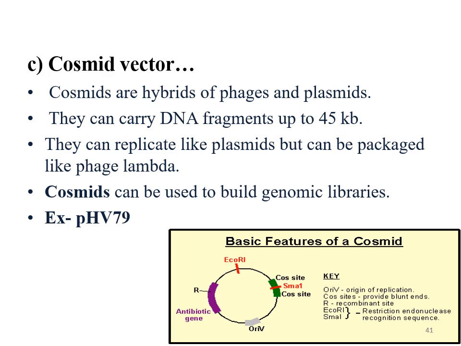An example of a cosmid vector is pHV79. So there are some basic features of the cosmid. They have a restriction site, an antibiotic resistance gene, the origin of replication, and cos sites which provide the cohesive ends, R for the recombinant site, and EcoRI and SalI are the restriction endonuclease recognition sequences.